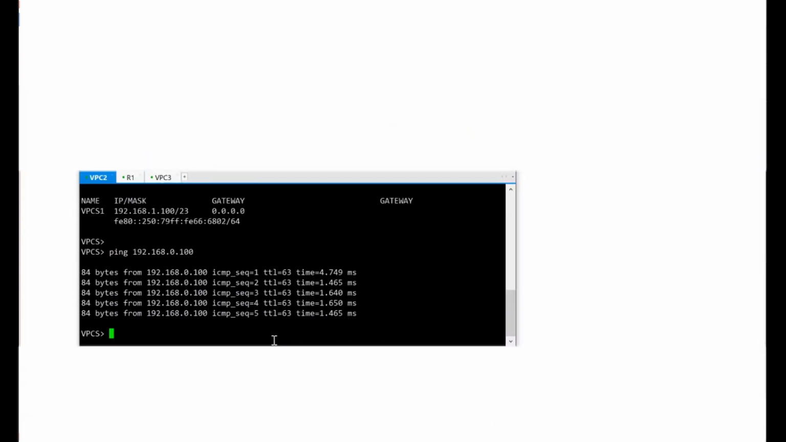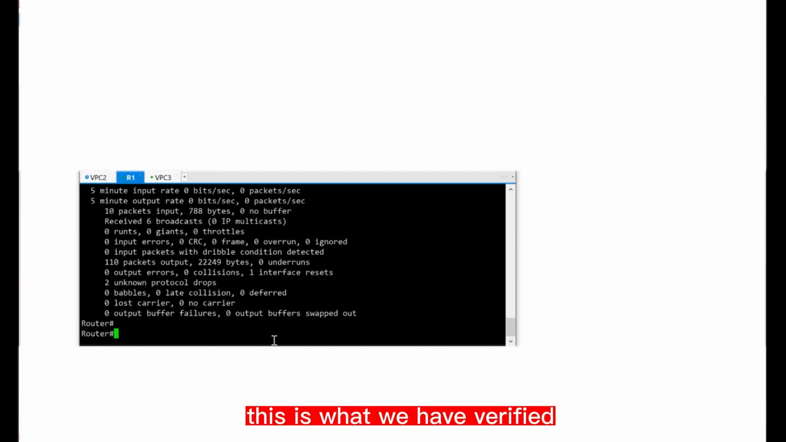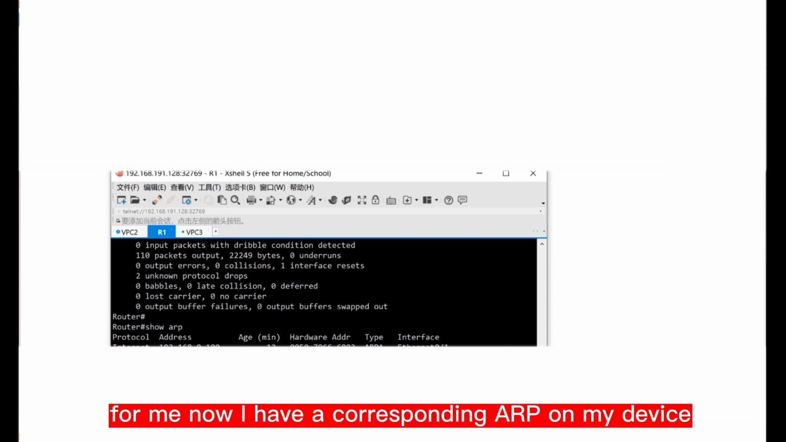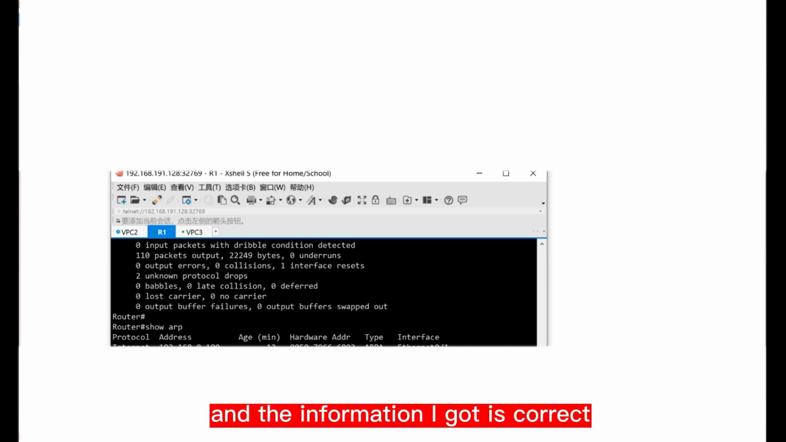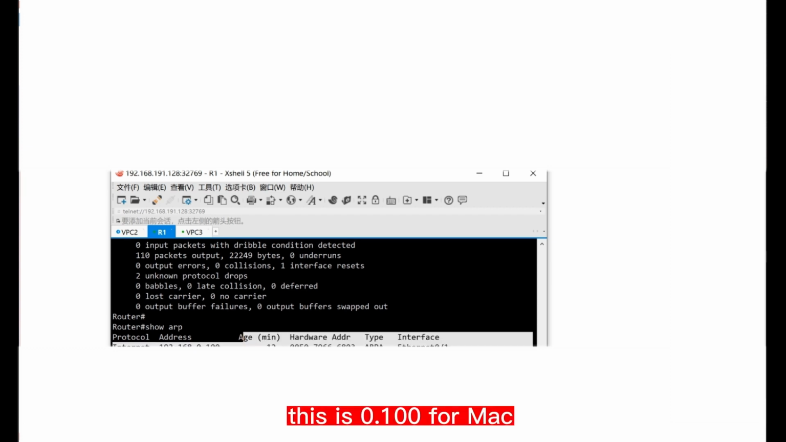Let's take a look. First, the two PCs can be pinged. This is what we have verified. We can do a verification on R1. Let me check ARP on my device now. Okay, everyone can see that I have a corresponding ARP on my device, and the information I got is correct. The interface on its own body does not count. This is the MAC for 0.100, and this is the MAC for 1.100.